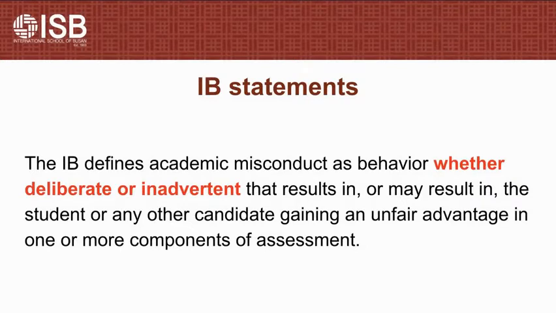The IB has strong consequences for any work which is found to have been paraphrased or to have been plagiarized. The IB defines academic misconduct as behaviour, whether deliberate or inadvertent, that results in or may result in the student or any other candidate gaining an unfair advantage in one or more components of assessment. The key point there is whether deliberate or inadvertent.